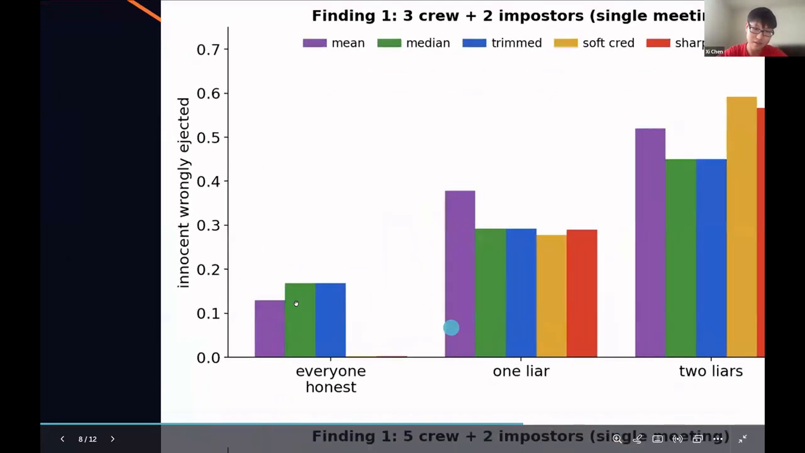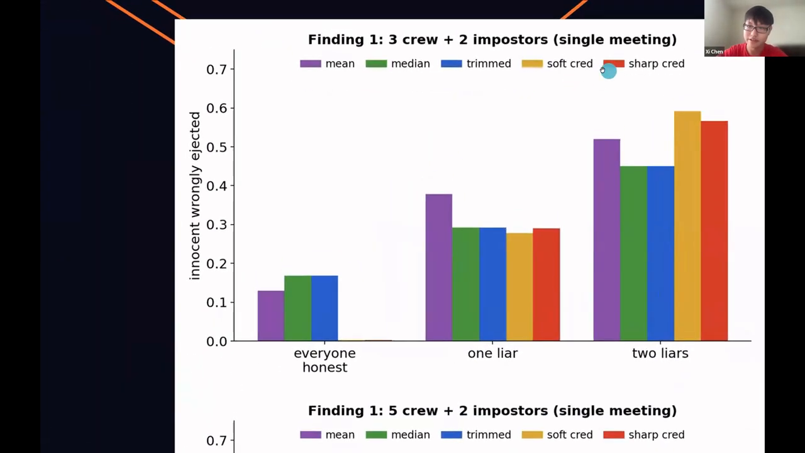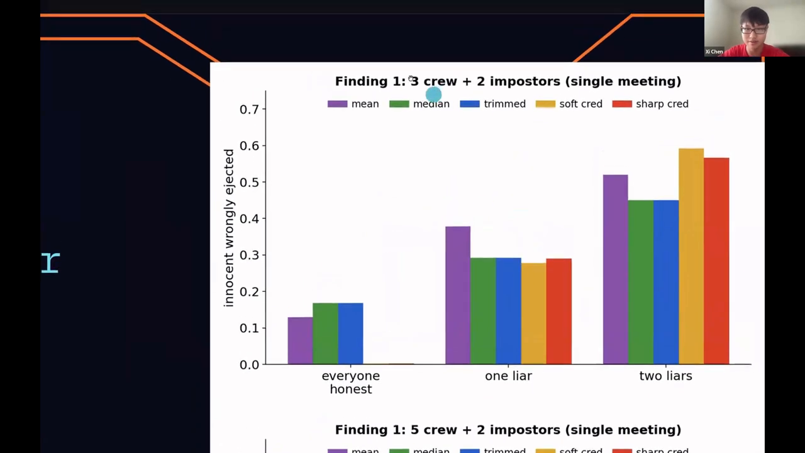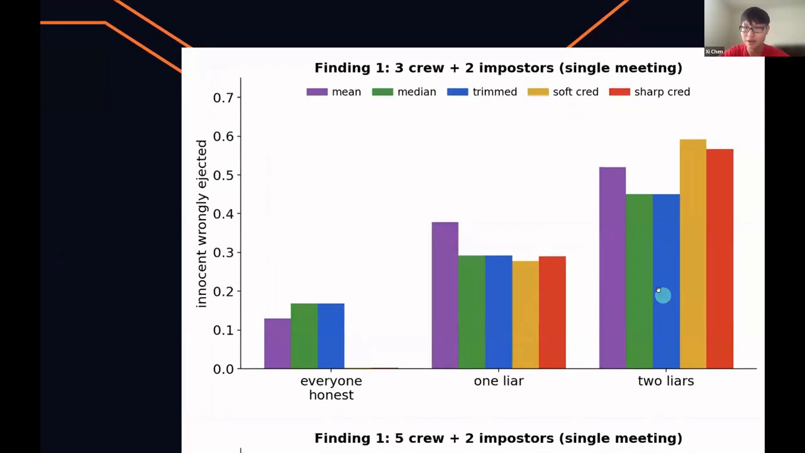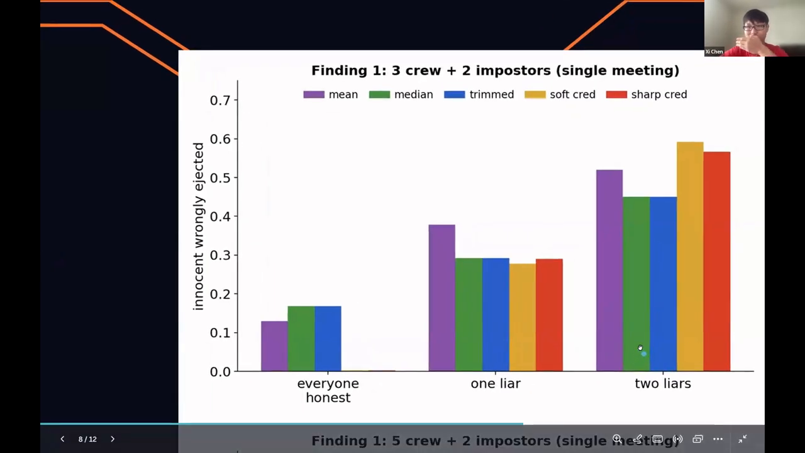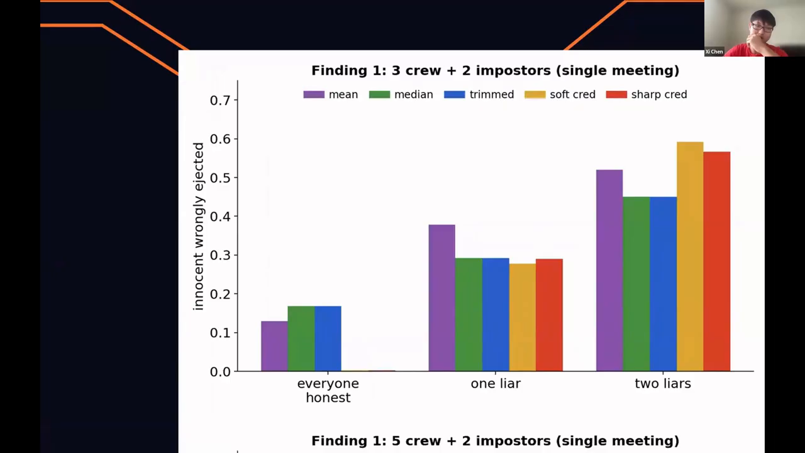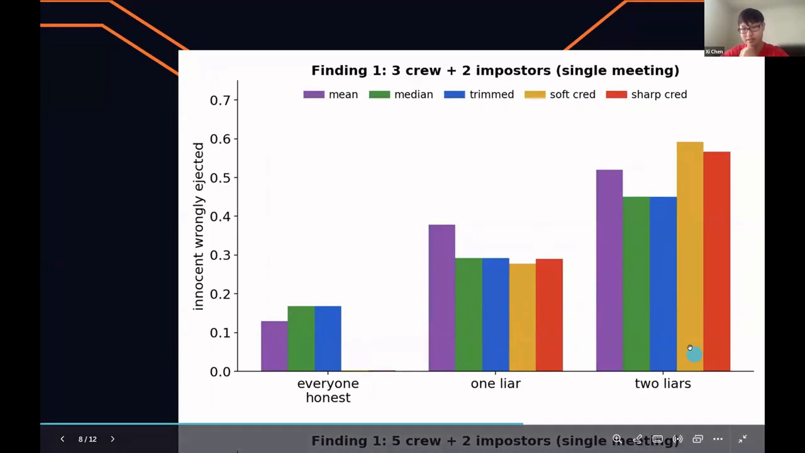So we see initially, the soft credibility and sharp credibility perform very, very well when everyone is honest. Almost no innocents get ejected, while mean, median, and trimmed actually get around 15% of innocents ejected. But when there's one liar, all of them are about the same, with mean being slightly worse in this case, with 3 crew members and 2 imposters. But when there's 2 liars, the soft credibility and sharp credibility actually get more innocents falsely ejected compared to the other measures of center.